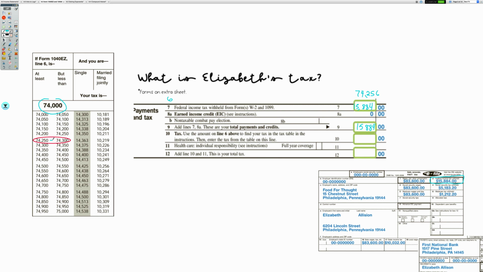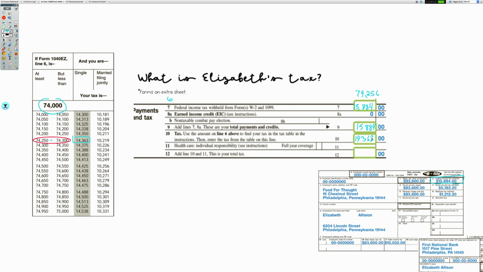Again, is she single or married filing jointly? Single. So this is how much her taxes are, how much she owes: 14,363. Does she have to pay that? Yes, but we'll talk about that in a second.